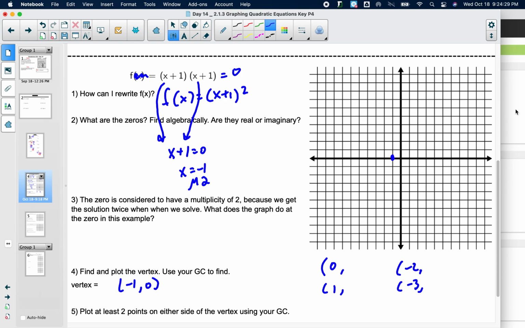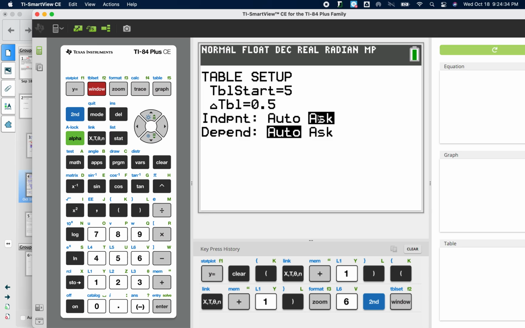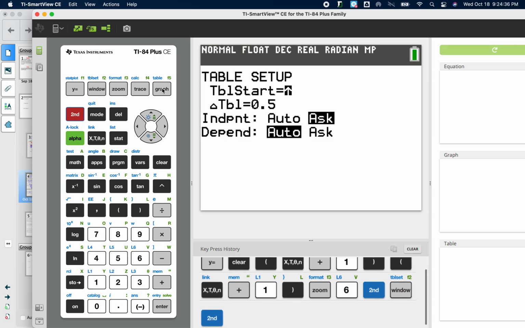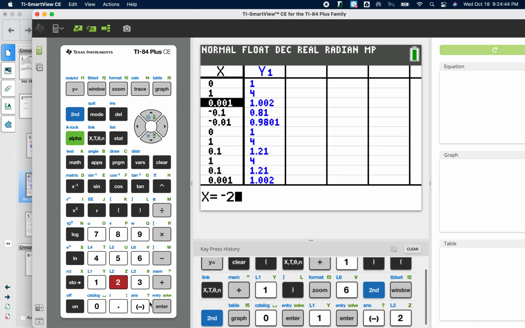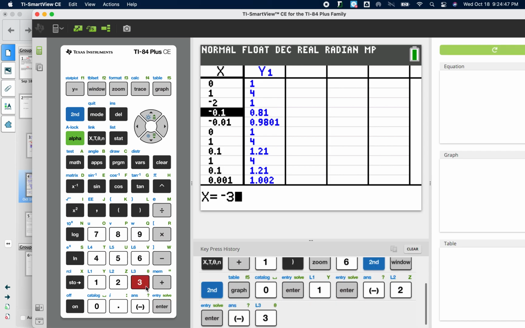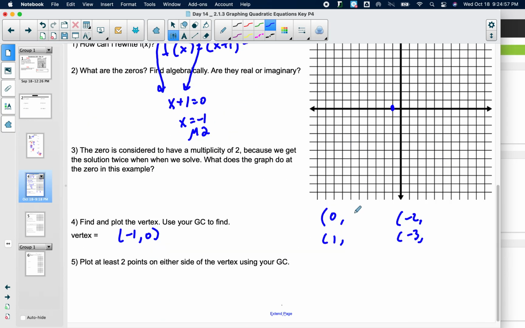I'm going to use my table feature to check these out. Okay, so hopefully we're in the right mode. Second table set, go to ask mode, not auto mode. And now I can punch in what I want. So I can plug in 0, I can plug in 1, I can plug in negative 2, and I can plug in negative 3. So I have 1, 4, and 1, 4. Easy peasy. Okay, so this gives me 1, this gives me 4, this gives me 1, and this gives me 4.